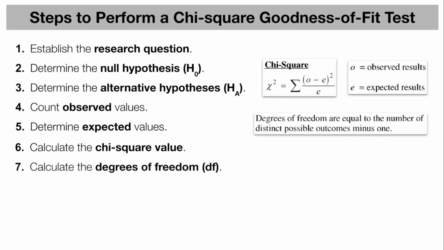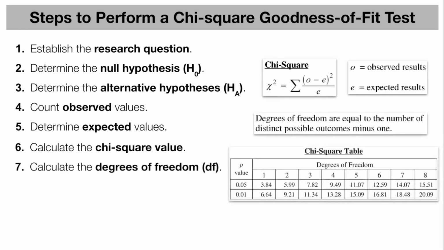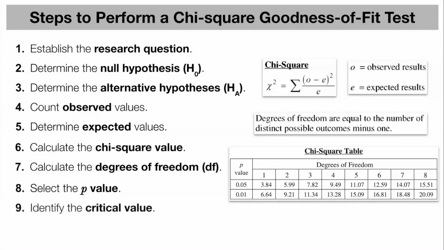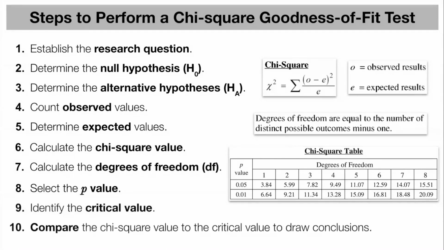Then we have to plug all of those data into the chi-square formula to calculate the chi-square value. We have to determine the degrees of freedom. And we have to use the chi-squared lookup table once we select a p-value and identify the critical value to finally compare the chi-squared value to the critical value to draw conclusions. And that is the most essential part of the chi-squared goodness of fit test.